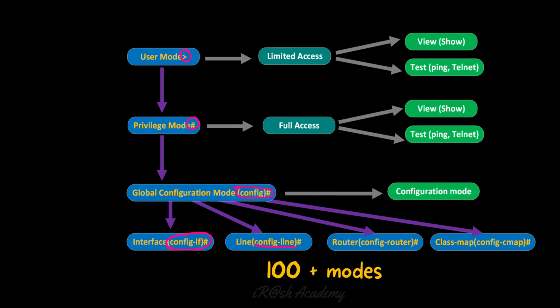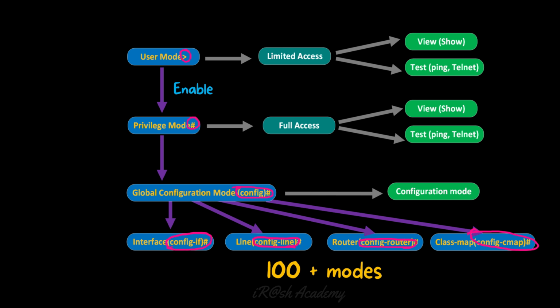And this is the line configuration. And this is the router configuration. And this is the class map configuration. So in this way, by looking into your console, you can understand in which configuration mode you are. This is very simple. Now suppose you are in the user mode. Now how can you go to the privilege mode? You can use the command enable to go to the privilege mode from the user mode.